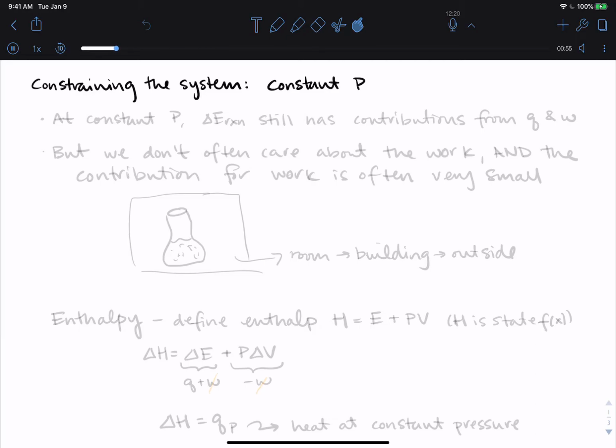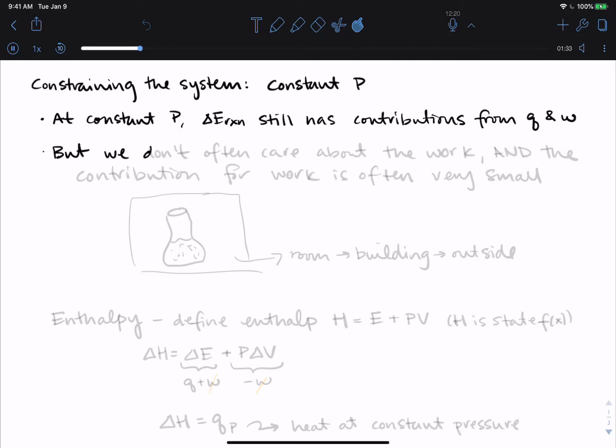one complication that we are going to address, and how we get rid of it, is that at constant pressure, our delta E reaction, the change in internal energy for the reaction, still has contributions from heat and work. So keeping the pressure constant doesn't eliminate any of these terms. However, we don't often care about the work.